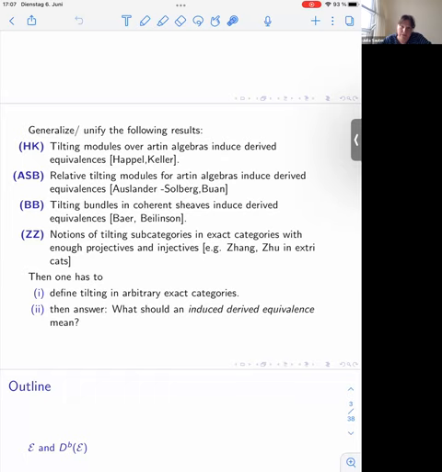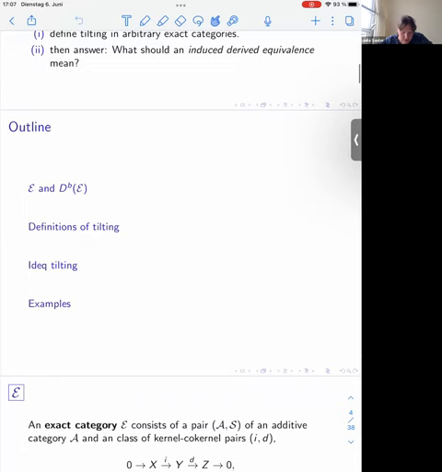And so this is the outline, what I just explained. I first do a quick recap on exact categories, on the bounded derived category of an exact category. Then I go through my definition of tilting and compare it with the ones which I find the most famous, which I encountered in the literature.